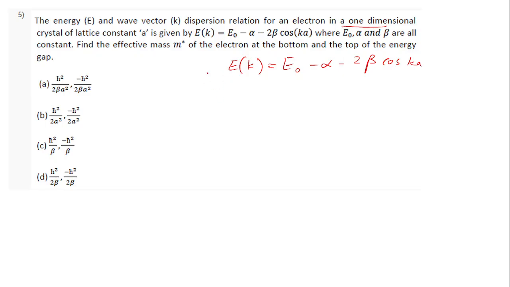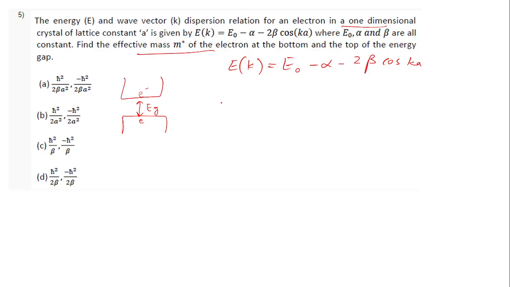So last time we had just found the value of energy. Now we need to find the effective mass of the electron when it is at the bottom and when it is at the top of the energy gap. So if this is the energy gap, then we have to find the effective mass of the electron when it is at the bottom of the energy gap here, and when it is at the top of the energy gap, that is here. So these two values we need to find out.